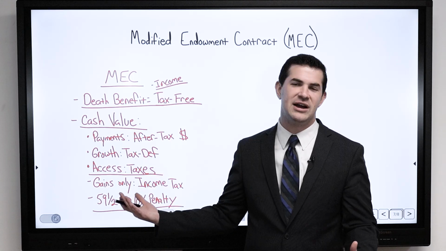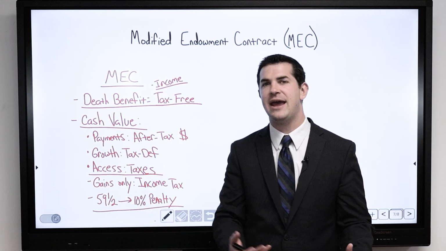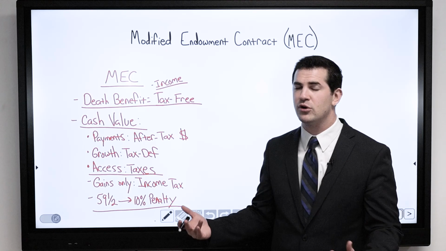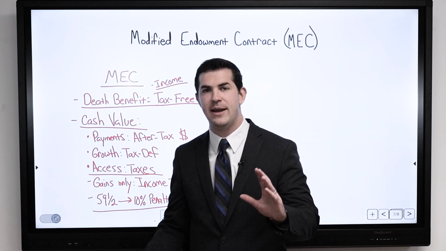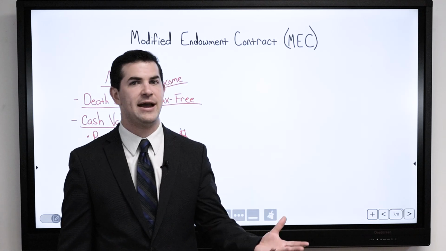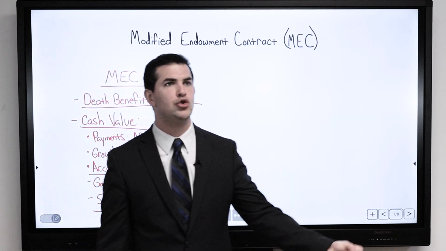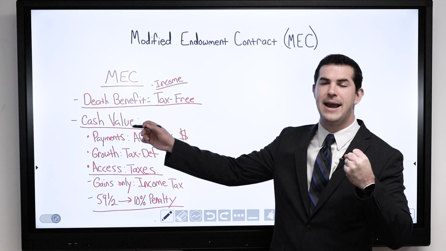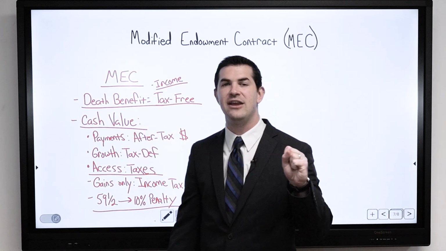Because frankly, once I trigger a MEC, I have to deal with taxes on the gains. And how it works is any money I pay into the policy, if I've paid in $100,000 and my cash value is $150,000, any loans or withdrawals I take, specifically with a MEC, I have to pay taxes on the gains first.